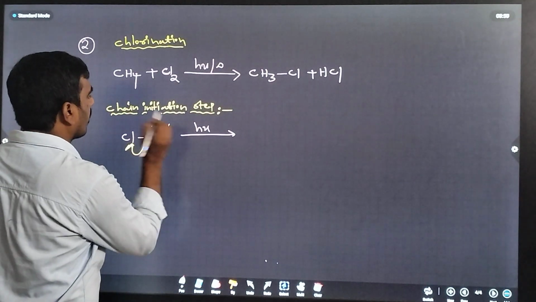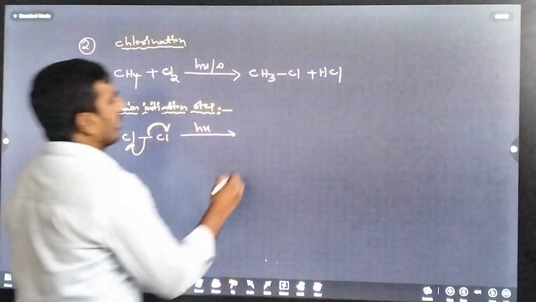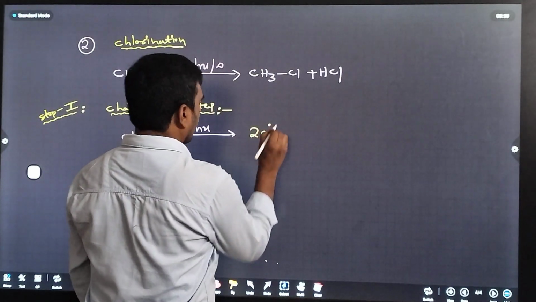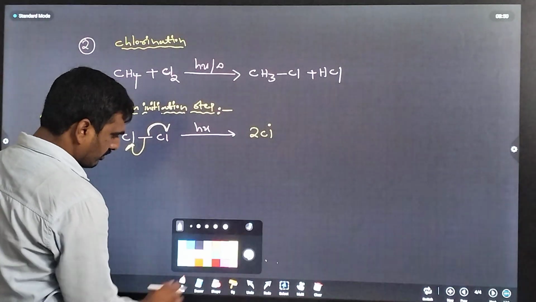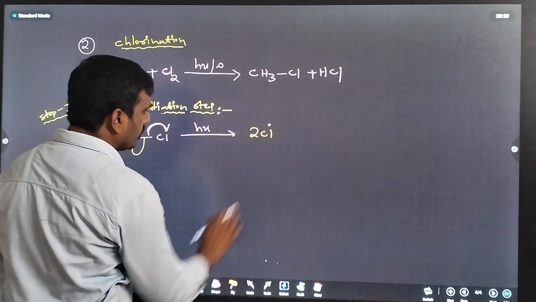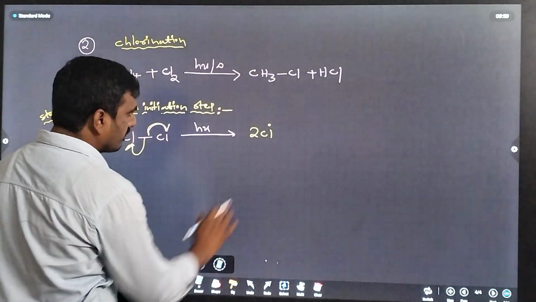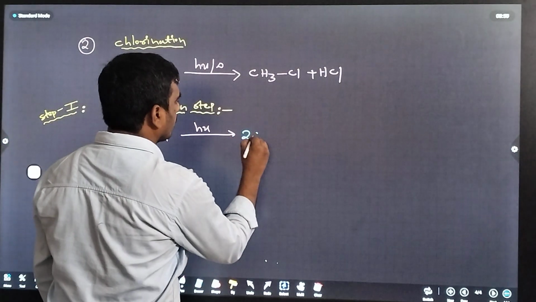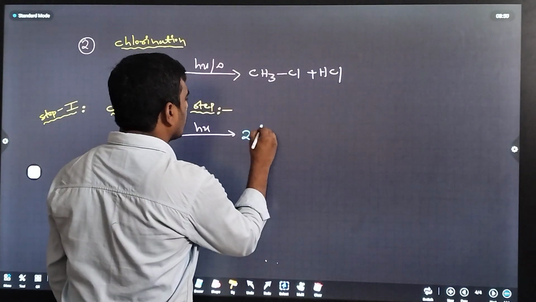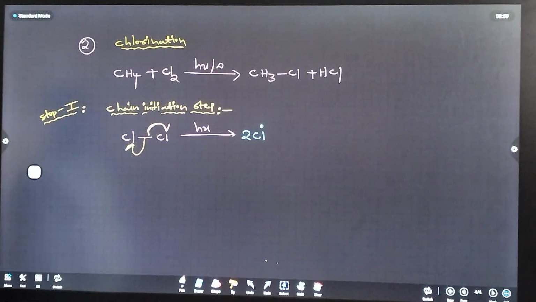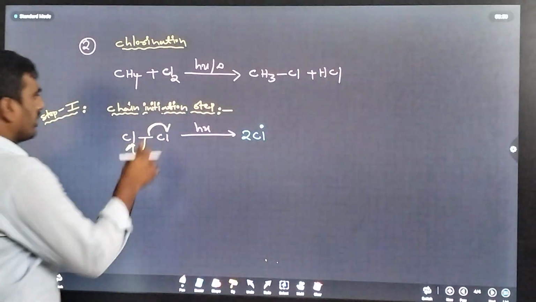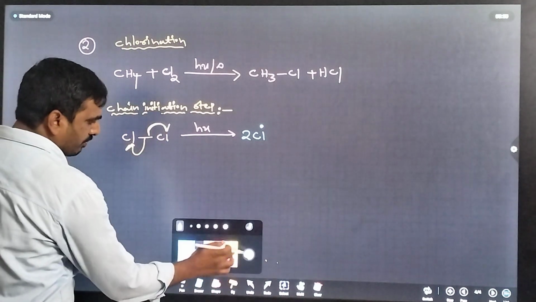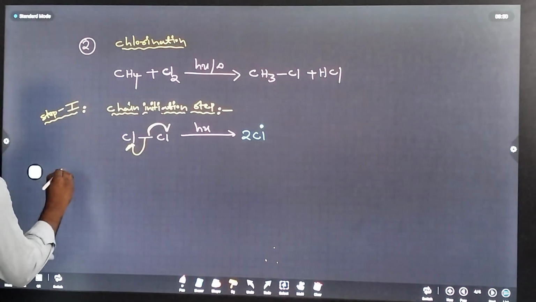Only one electron, half a carbon. So we get free radicals, 2Cl radical. This is the chain initiation step. So I can take the second step, step 2.